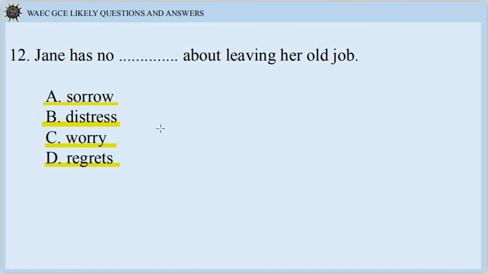And we must take note that from the interpretation of this question, Jane did not lose the job. They did not sack her. They didn't fire Jane. She left by herself, so it was not a loss. And since Jane has no negative feelings about leaving her whole job, then regret is the correct option. Option D, Jane has no regrets about leaving a whole job.